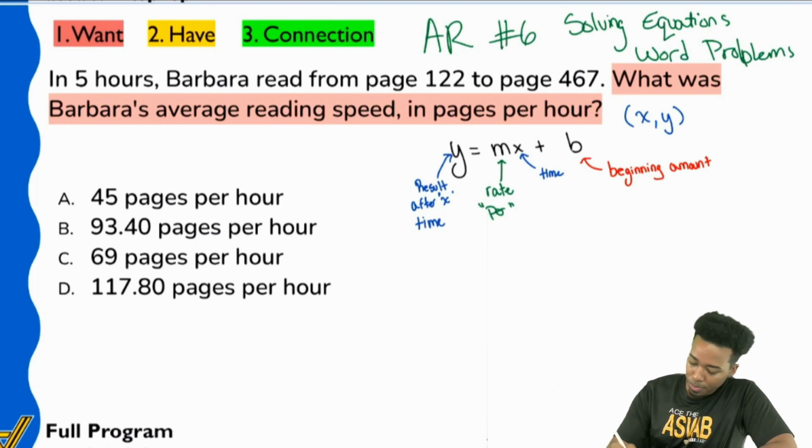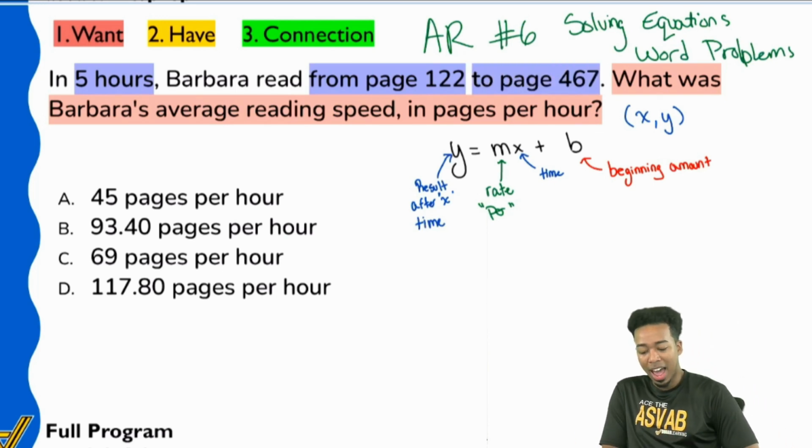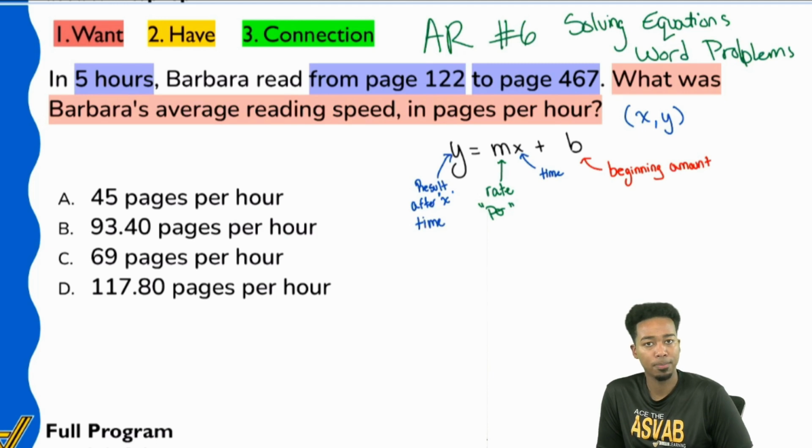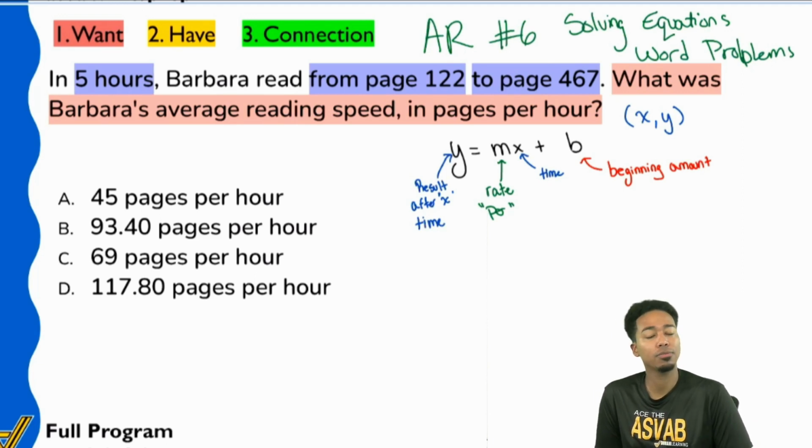Here we go. In 5 hours, Barbara read from page 122 to page 467. What was Barbara's average reading speed in pages per hour? Okay, let's break things down for ourselves. Everyone, what is the question saying that we're looking for? What are we looking for in the question? What do you think from what I described here? Right, the rate. What gave it away for you again?